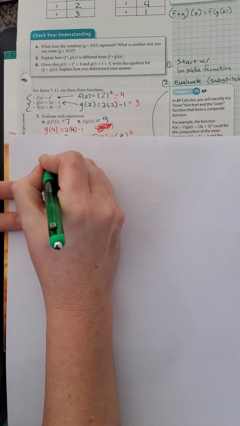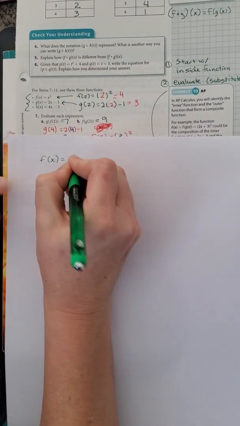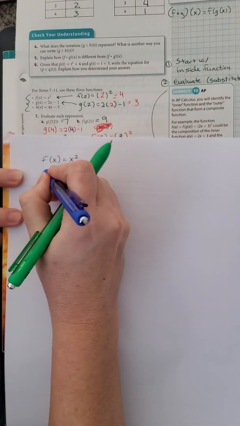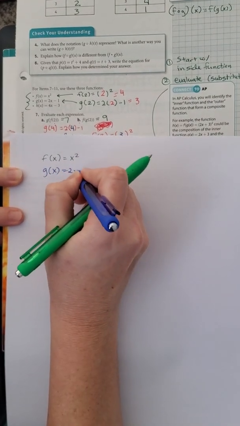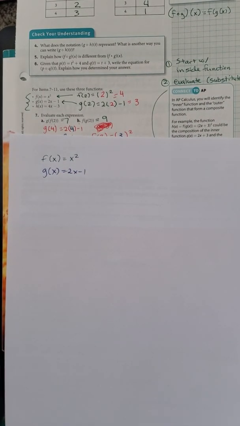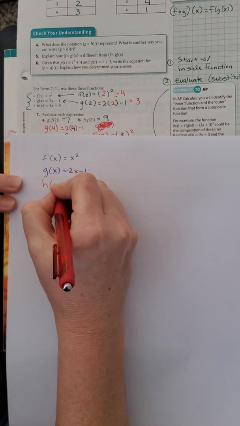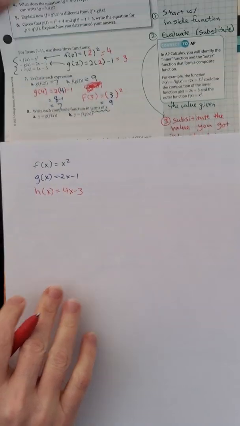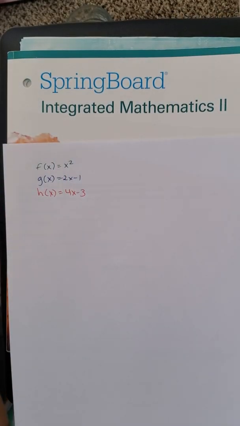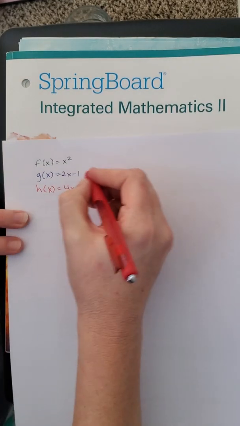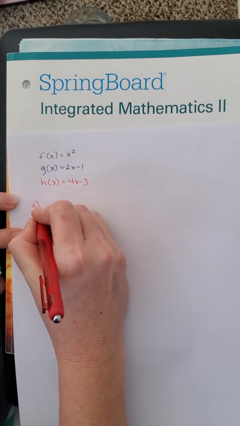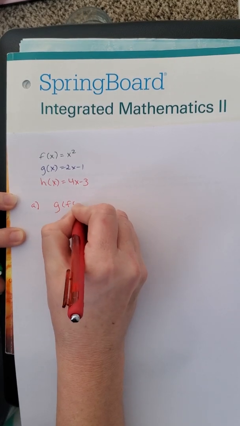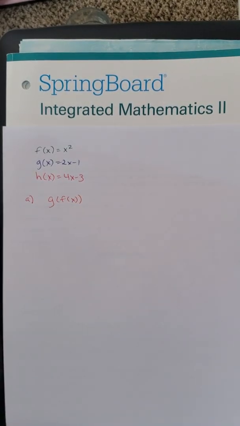So f of x equals x squared, g of x equals 2x minus 1, and h of x equals 4x minus 3. All right, so we're going to do the first two, a and b, and then I'll give you guys a couple extra examples to try. So the first one, a, it says to find g of f of x. I'm going to write the steps off to the side here.